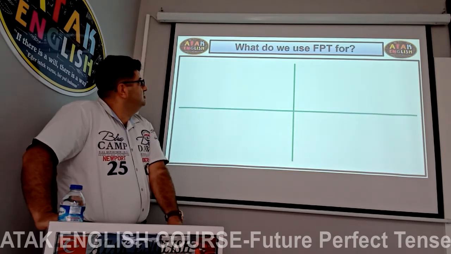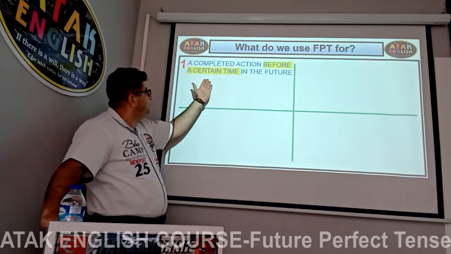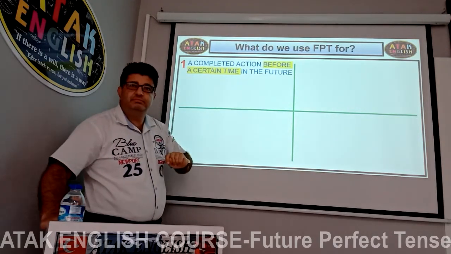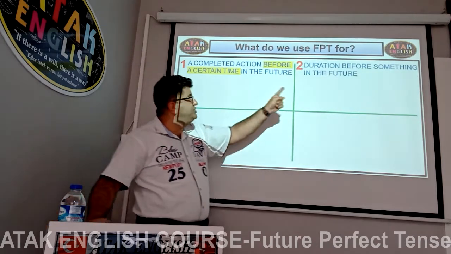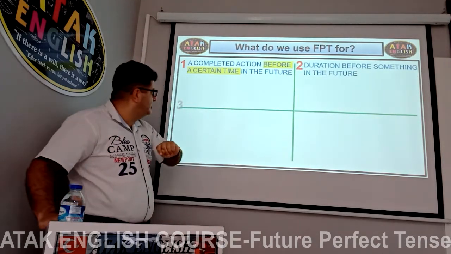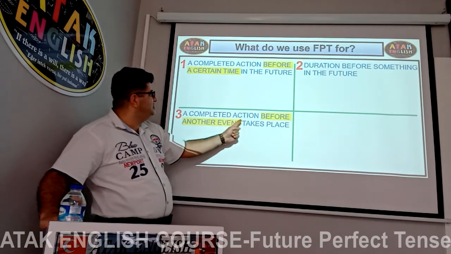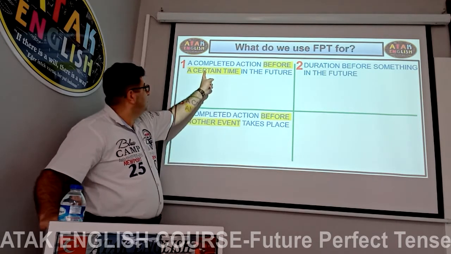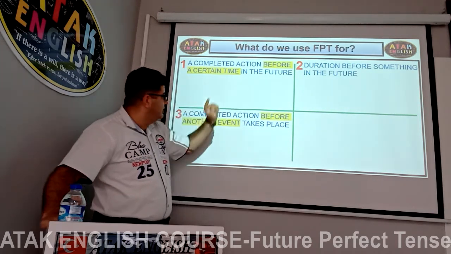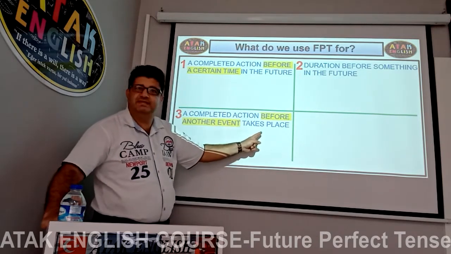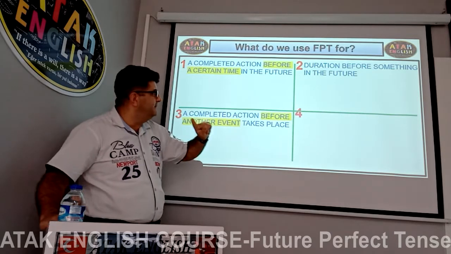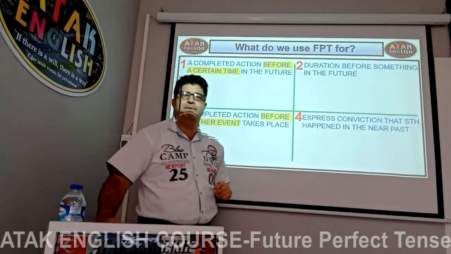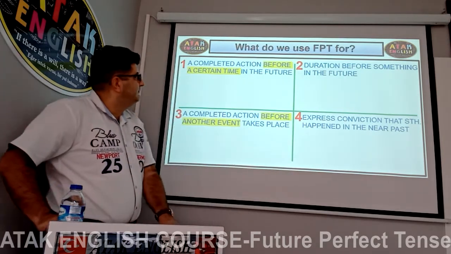Okay, what do we use future perfect tense for? Number one, a completed action before a certain time in the future. Number two, duration before something in the future. Number three, a completed action before another event takes place. And finally, number four, for expressing conviction that something happened in the near future. We're going to explain each of them.